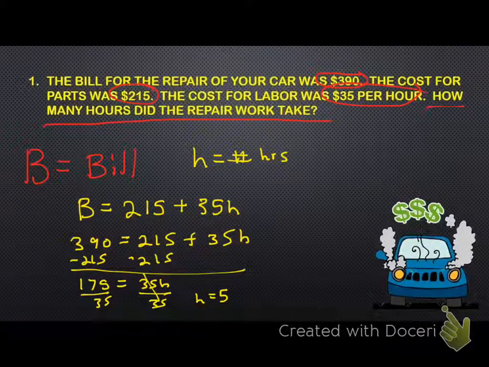You need to write it in a complete sentence. So just as simple as this. The bill for the repair was $390. The cost of the parts was $215. The cost for labor was $35 per hour. How many hours did the repair work take? The repair work took 5 hours. You write it. I'm saying it. You write it. The repair work took 5 hours.